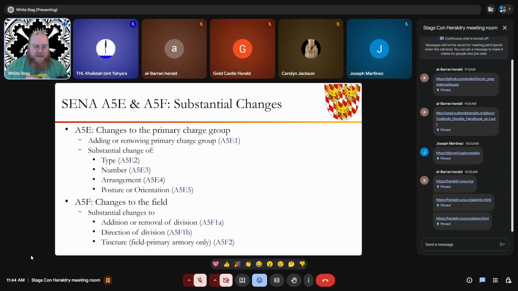A5E and F, this should be, yeah. Oh no, these are duplicates of the slide. I don't know why I have the same slide twice. I'll delete the redundant slide.